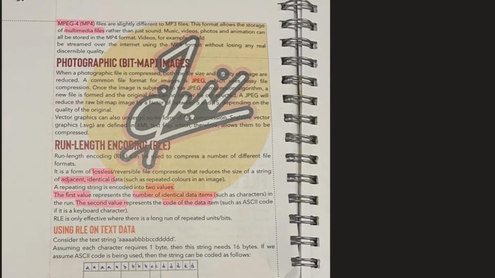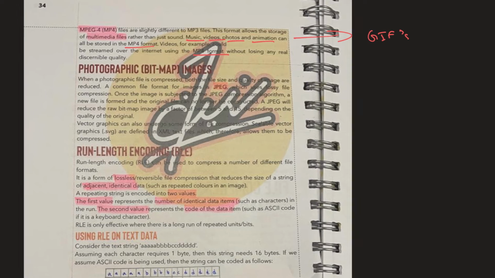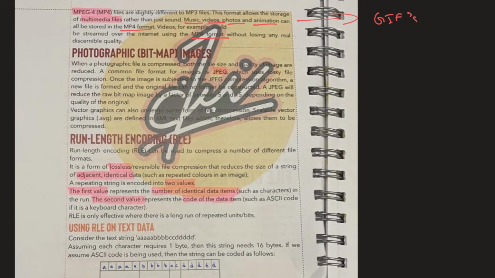Now we move on to MP4. MP4 allows the storage of multimedia files rather than just sound, meaning it helps you keep music, videos, photos, even animations like GIFs, I suppose, in the MP4 format. Videos can be streamed over the internet using the MP4 format, and that in the end does not lose any kind of quality. Now we move on to photographic bitmap images.